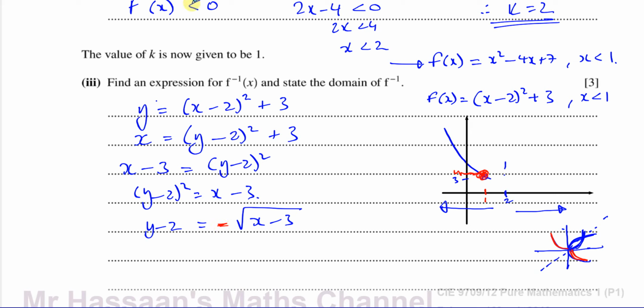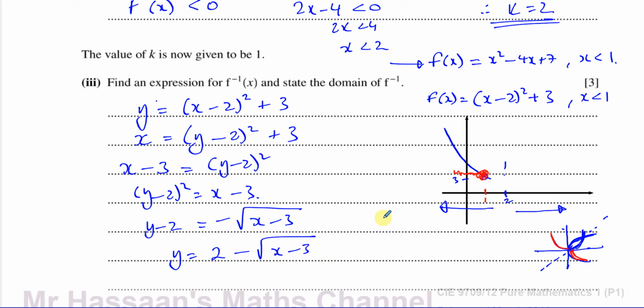Okay, so that's one way of working out which square root. You can work it out kind of visually. You can see we're restricted to the left of the vertex, so we're going to use the negative square root. If we're restricted to the right of it, we'll use the positive square root. So we can say y equals 2 minus the square root of x minus 3.